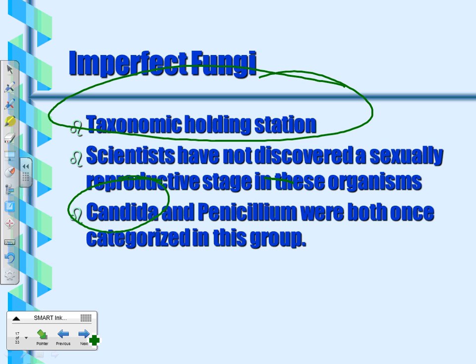Penicillium is also now in that Ascomycete group, because they finally figured out how they reproduce sexually. But it took a while. So realize that these things in this group either don't have sex, they don't sexually reproduce, or science just hadn't figured it out yet. And this is where they put them until they figure it out.